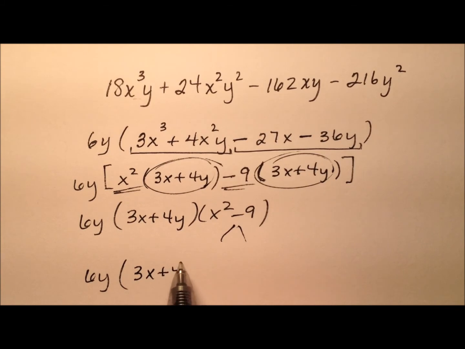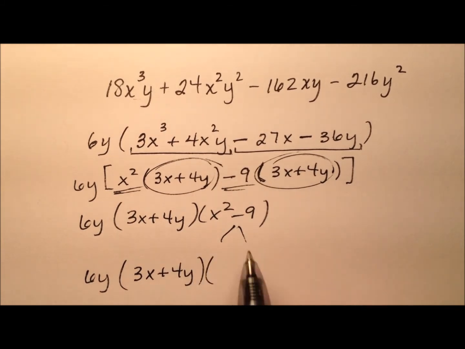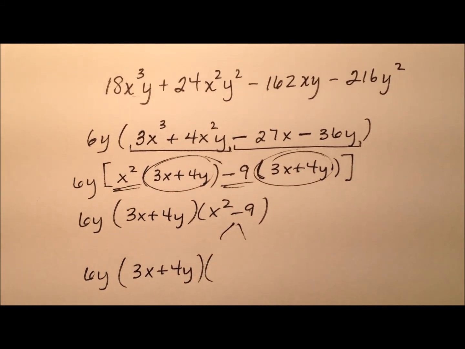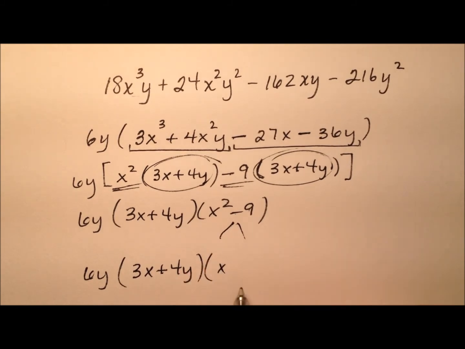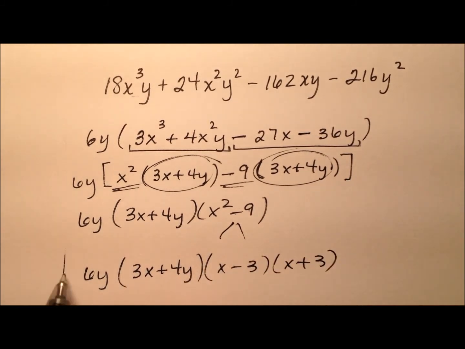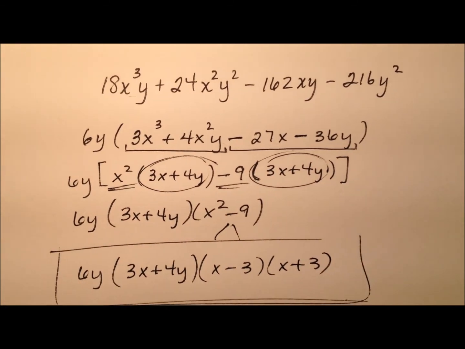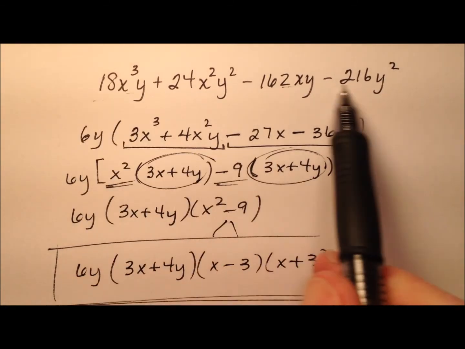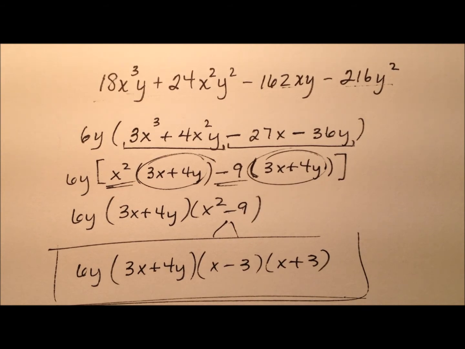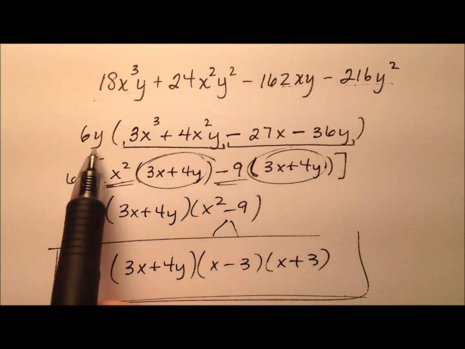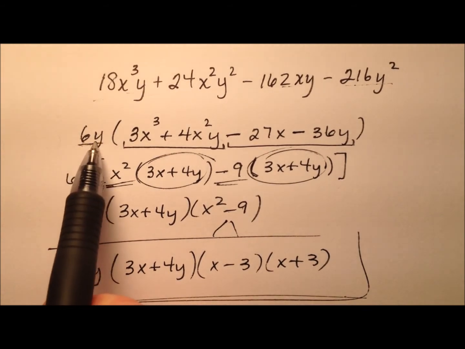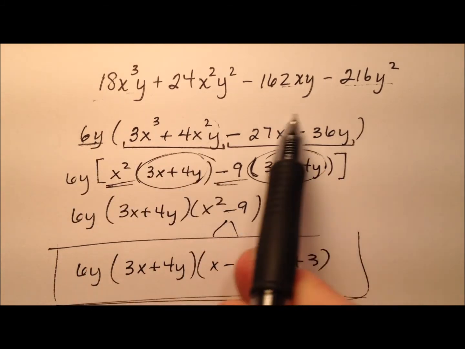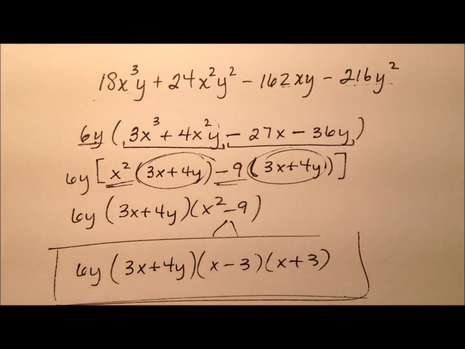So I'll write down everything I have so far, and then the x squared minus 9, well, the square root of both of those, so x minus 3 and x plus 3. So here is the fully factored form of this initial algebraic expression. I started by factoring out the greatest common factor of 6y, and then I used grouping on the 4 terms that were left over, and it worked well.